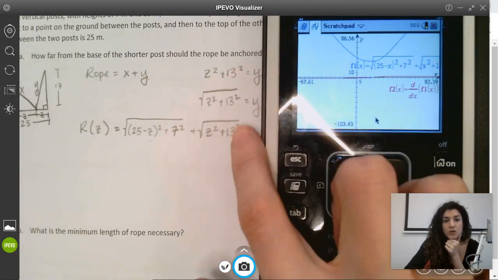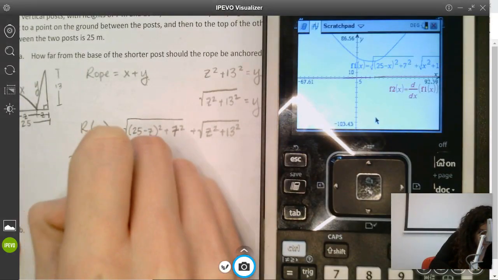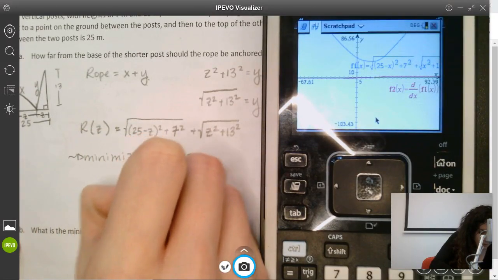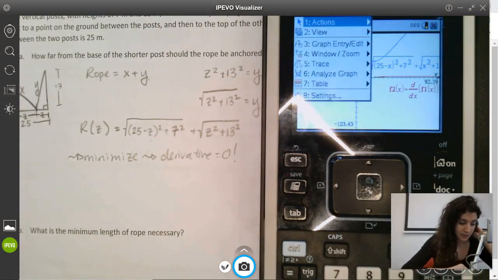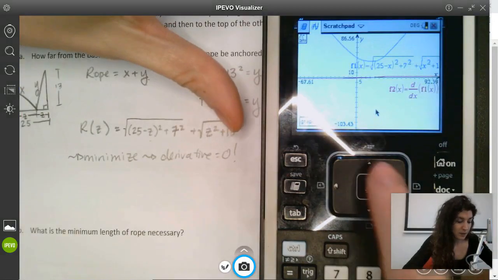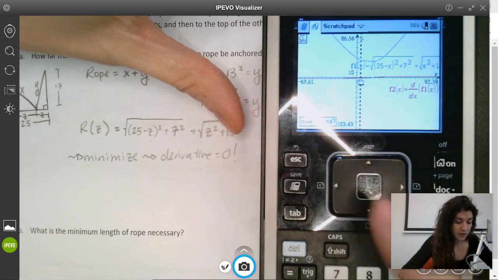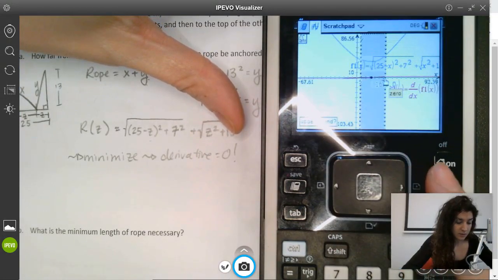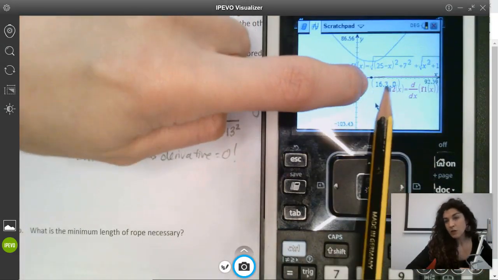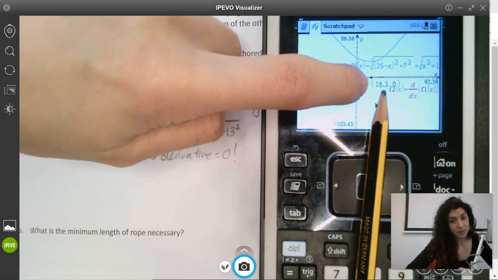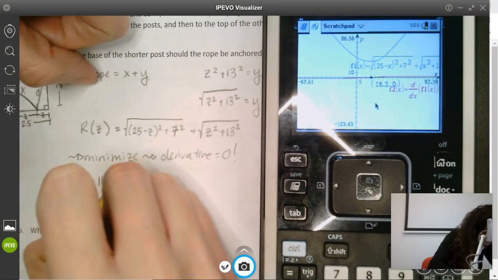We know that in order to minimize this equation, we're taking that derivative and we're setting it equal to 0. So I want to find where that 0 is. Analyze graph, 0. Graph, make sure you press the derivative function because we want to know where the derivative is equal to 0. And there we go. We have the derivative equal to 0 at 16.3. So z equals 16.3.